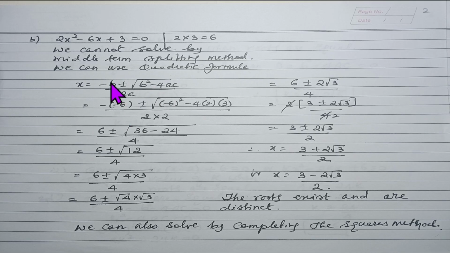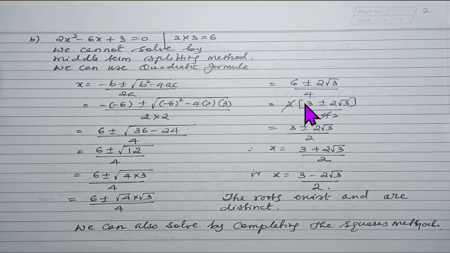Now substitute the values here. b is minus 6, so minus of minus 6 plus minus root of (minus 6) square minus 4 into a is 2 and c is 3. So simplifying this, minus into minus is plus 6 plus minus root of 36 minus 24, and we get root 12 here. 6 plus minus root 12 divided by 4, root 12 is square root of 4 into square root of 3, we get 6 plus minus 2 root 3.